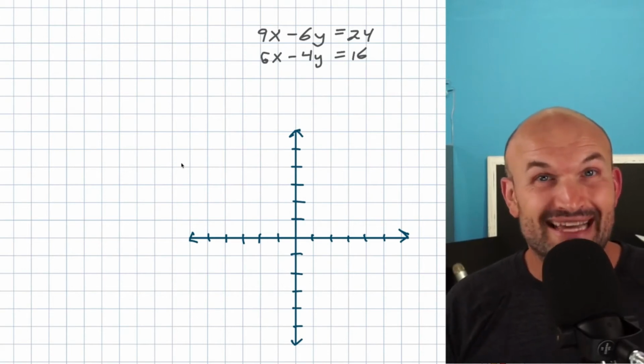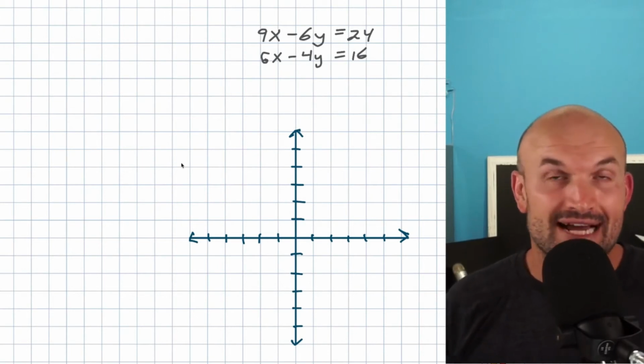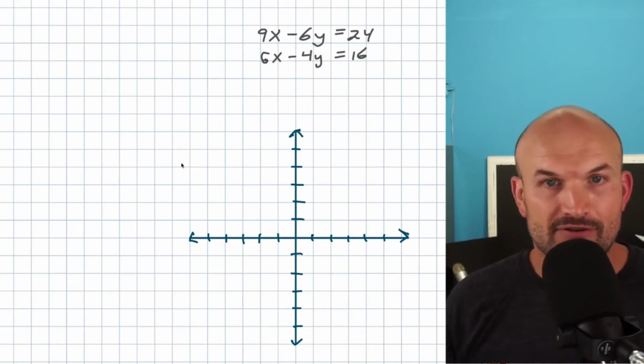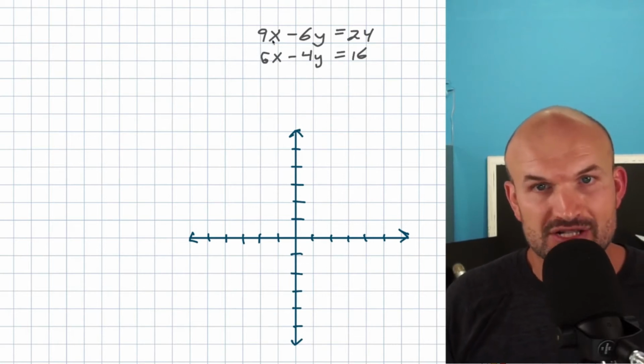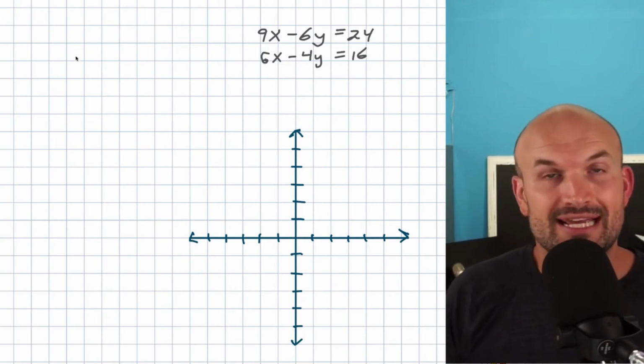So the best way to find that exact intersection point with 2 lines that you're graphing is using slope-intercept form. So the first thing I'm going to do is rewrite these 2 equations and again, solve for y using my inverse operations.